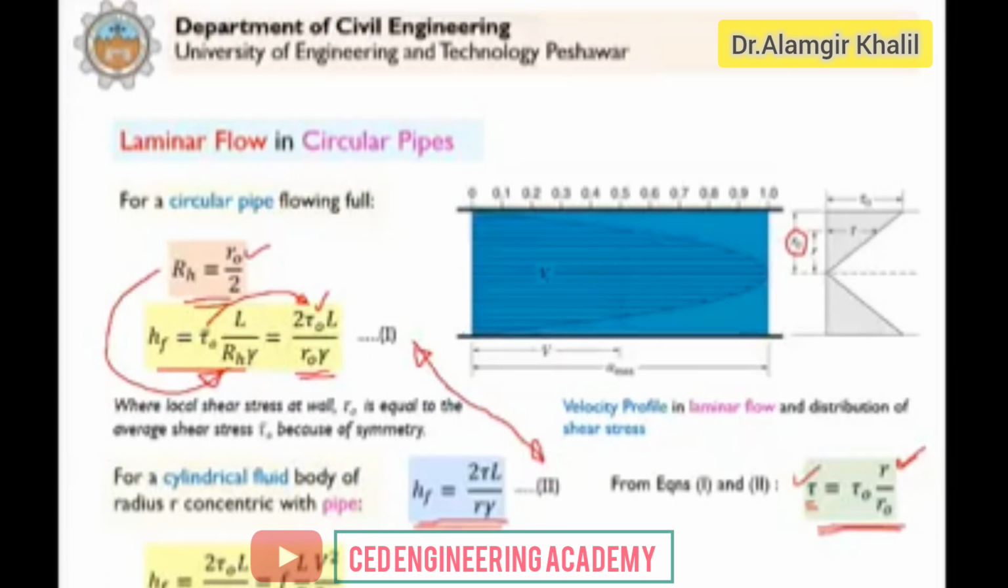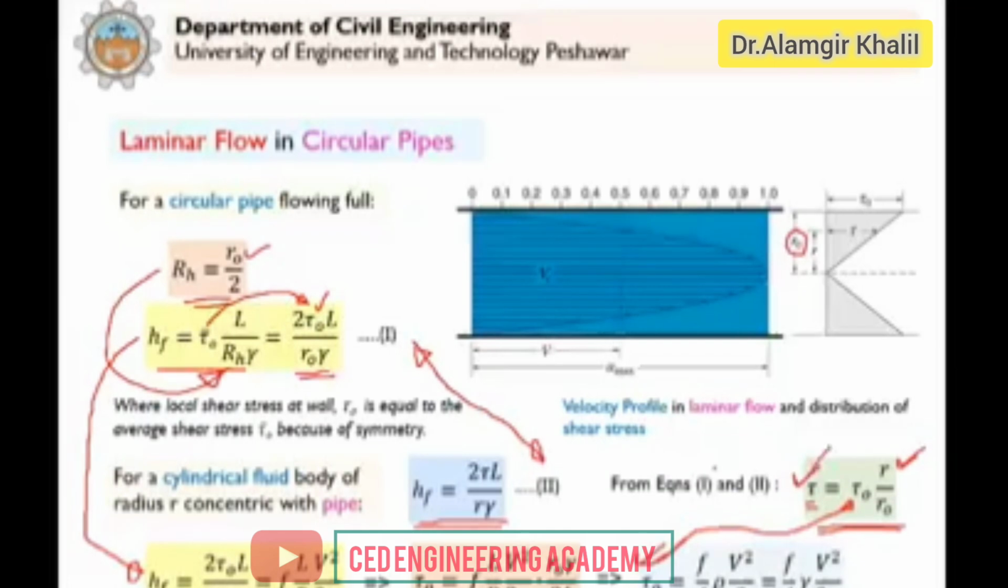Now we already know that if we equate this equation with the Darcy-Weisbach formula, then from here we get this relationship that tau naught is equal to F by 4 rho into V square by 2. This is to calculate the shear stress at the pipe wall. And once you calculate this shear stress, you can put it here to calculate the shear stress at any distance r. Now this equation can be used for both laminar flow and turbulent flow. Clear?